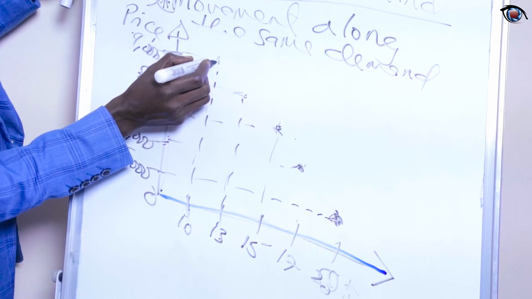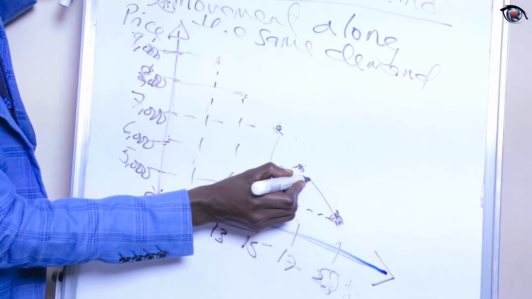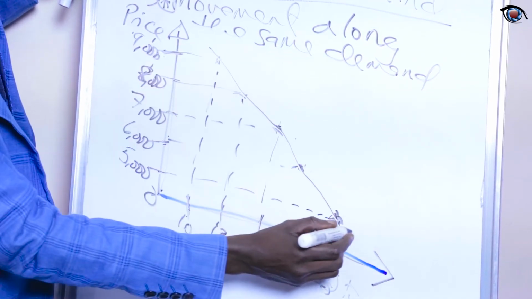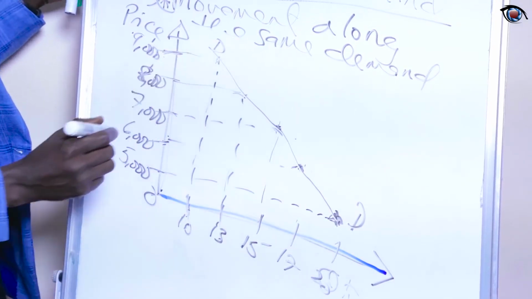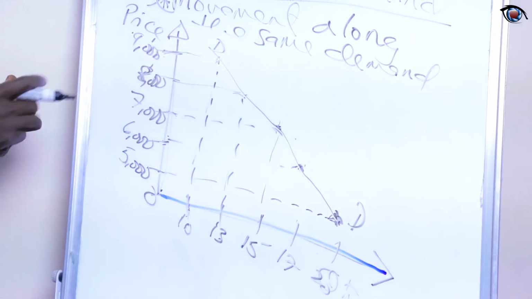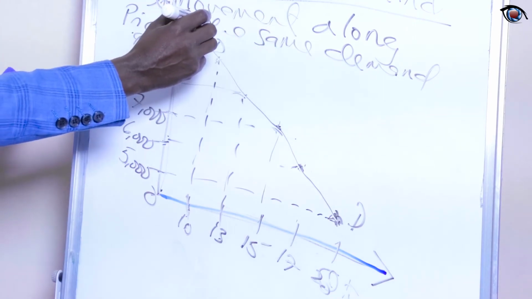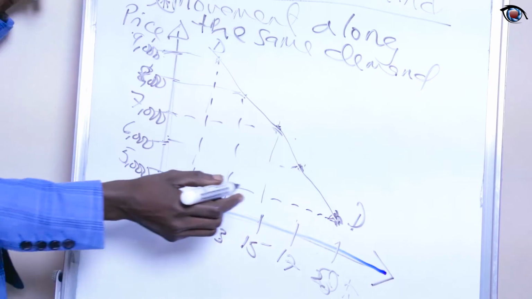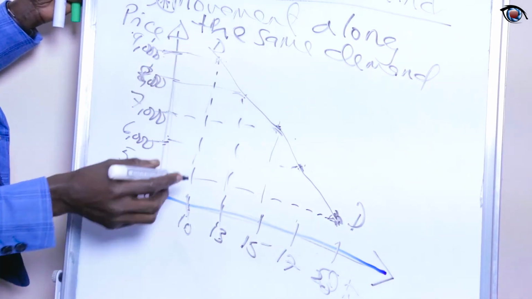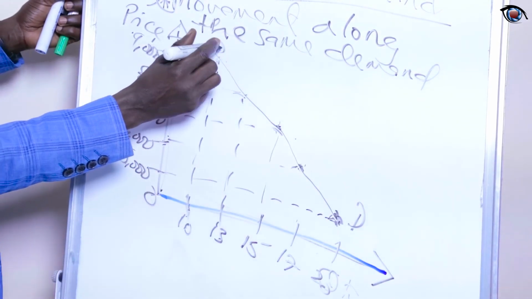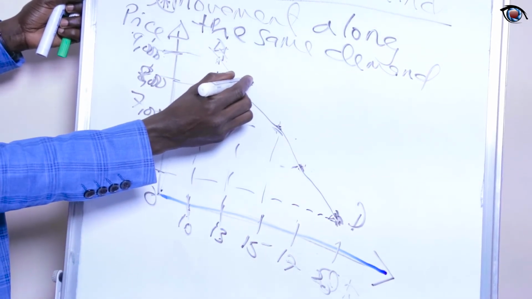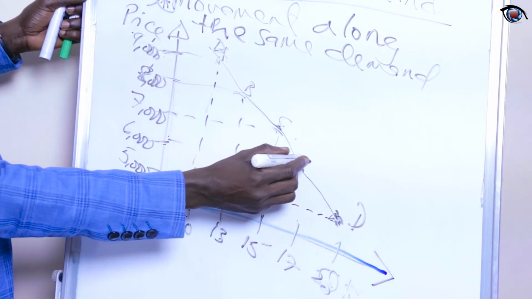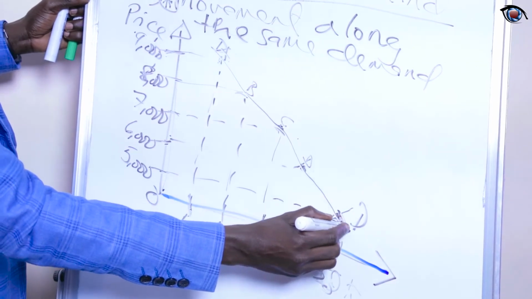So you join these points. Join the points, and you can have your demand curve. So when we talk of the movement along the same demand curve, we mean that this consumer has been moving from, let's say this is point A, call this point B, call this point C, call it point D, and call this one maybe point E.